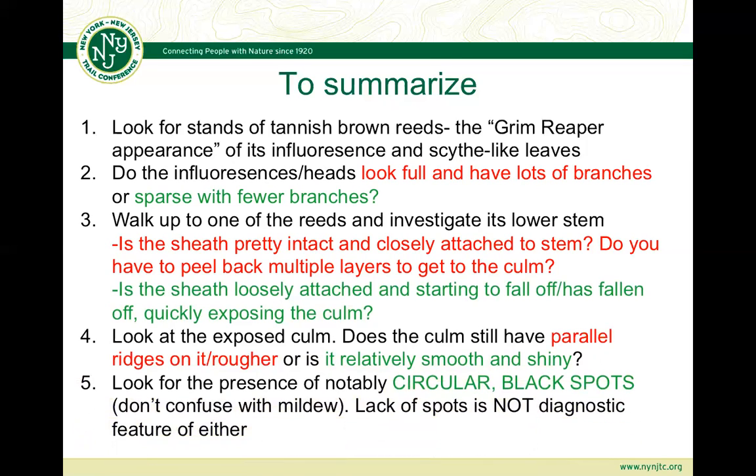And last but not least, look for the presence of those notably circular black spots. If you see circular black spots, then it's indicative of native Phragmites. But don't confuse it with mildew, which is black but more spread out. It's the circular black fungal spots that you are looking for that only seem to impact native Phragmites, but the lack of spots is not a diagnostic feature of either.